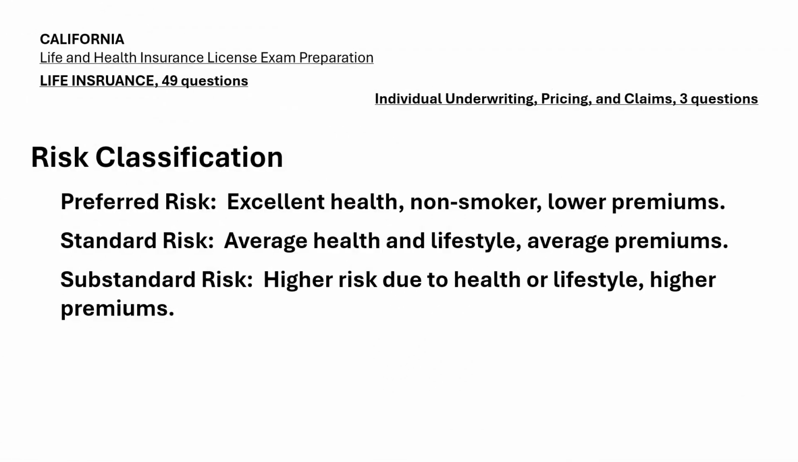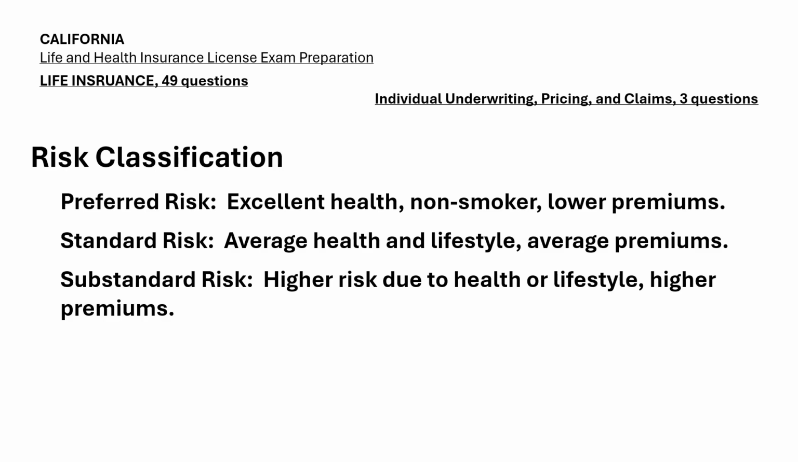Slide 2. Risk classification. Master these terms. Preferred risk: excellent health, non-smoker, lower premiums. Standard risk: average health and lifestyle, average premiums. Substandard risk: higher risk due to health or lifestyle, higher premiums. Description: during the underwriting process, individuals are classified into risk categories that determine their premium rates.